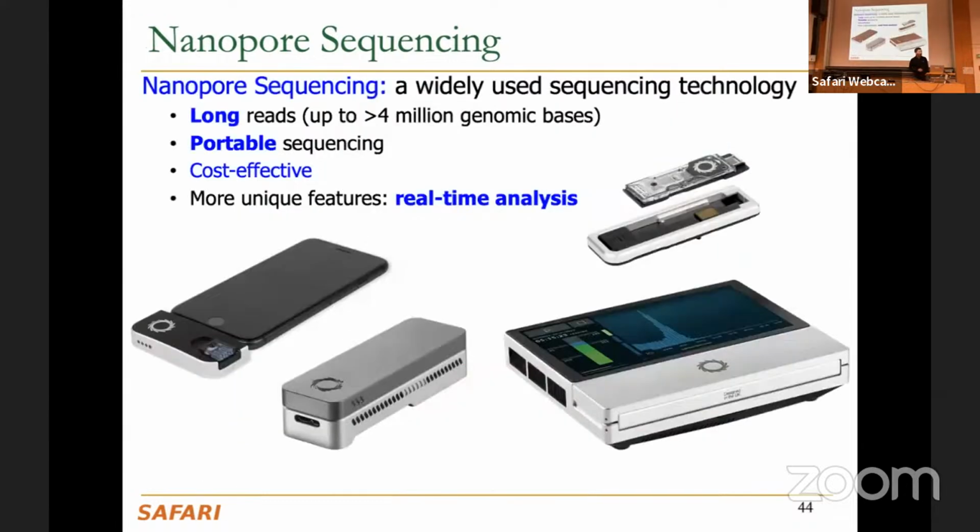As time moved on, this technology improved, and we could sequence every base not just once, but on average 10 times, so that we generate electrical signals 10 times for every nucleotide to increase your confidence. So this is nanopore sequencing, and due to its benefits, it's a widely used sequencing technology. It can produce long fragments of DNA up to 4 million genomic bases. It is portable, so you can carry it around. It is relatively cost-effective, and it provides some more unique features that I'll cover next.